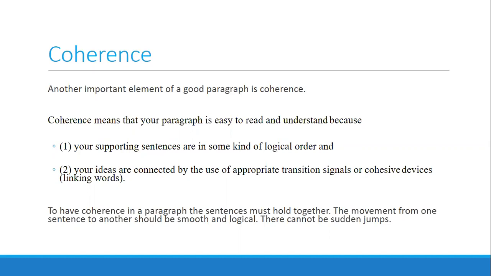So today I'm going to talk about another important element of a good paragraph, and that is coherence. Coherence means that your paragraph is easy to read and understand because your supporting sentences are in some kind of logical order and your ideas are connected by the use of appropriate transition signals or cohesive devices. Cohesive devices are also called linking words. These words might be very new to you, so I will explain them, and hopefully by the end of the lesson, words like coherence and cohesive devices will not be difficult words anymore.